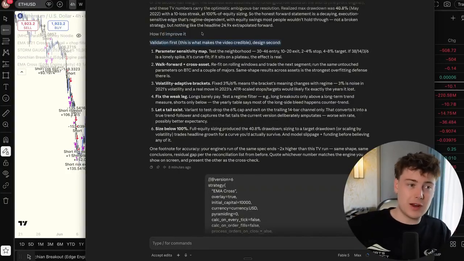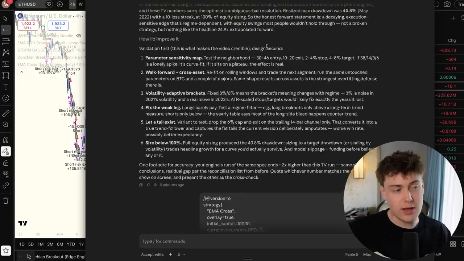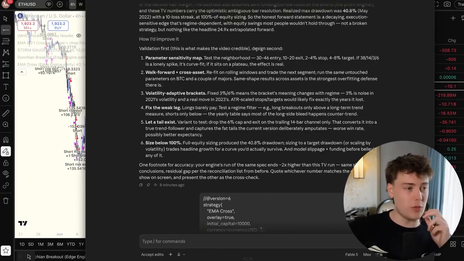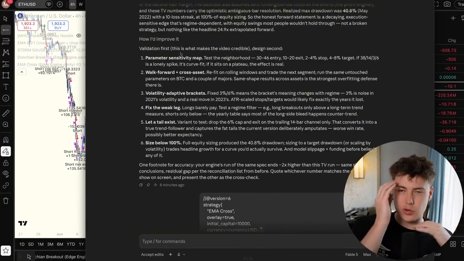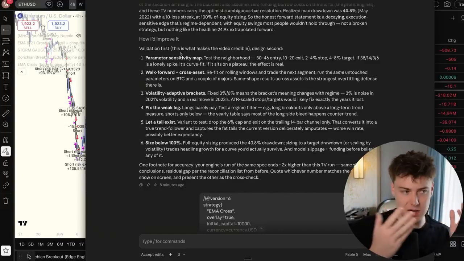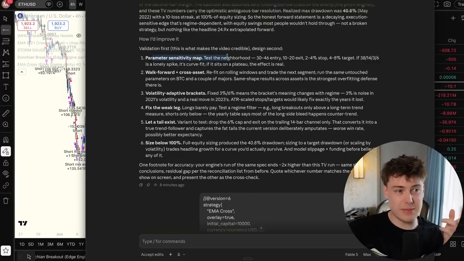This is the next step that I want to get you used to doing when you are creating your own strategies. You want to look for ways to improve, and don't just rely on Claude. Use critical thinking around how you think about the market. But these are some good tips. Parameter sensitivity map: as I said before, you can test multiple variables. Walk forward plus cross assets, so you could refit on different windows and on different asset classes.